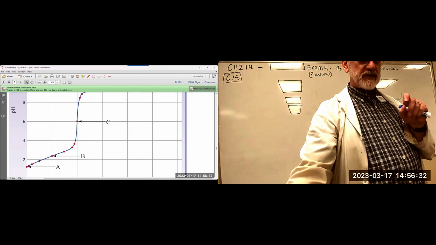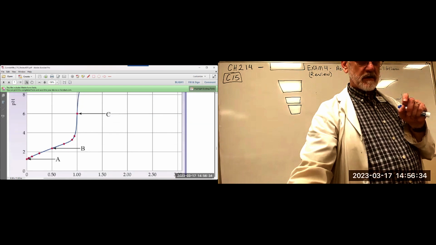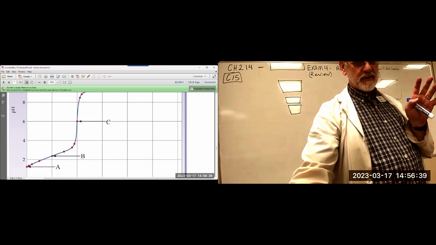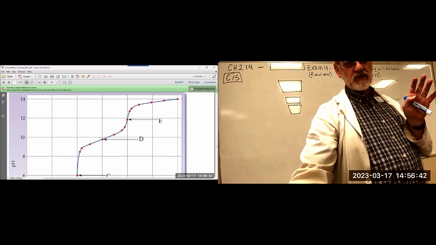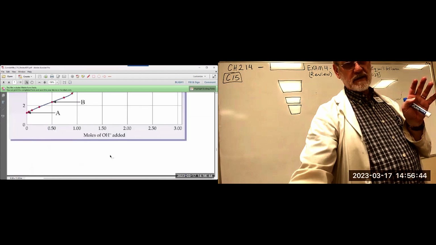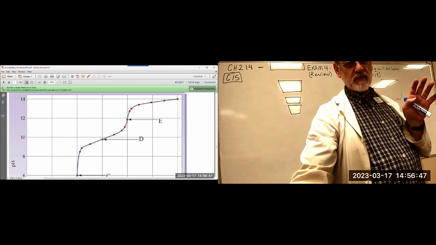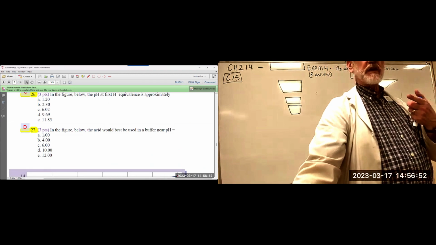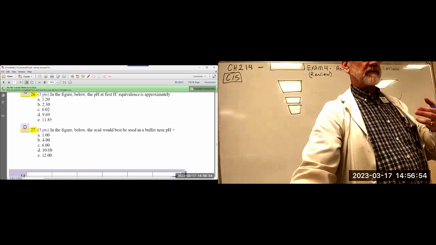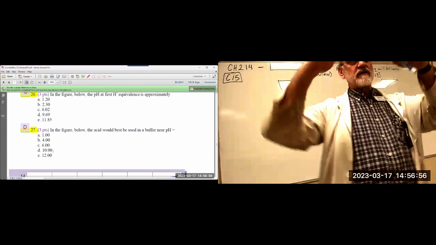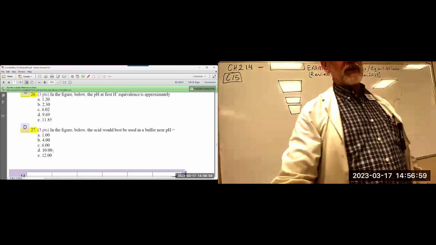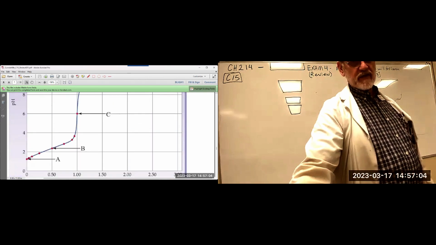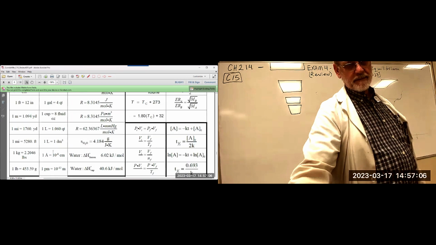And then the best buffer range is right in here. The first buffer range would be in the neighborhood of 2.5, but that's not a choice. The next buffer range would be in the range of 10, excuse me, wrong direction here. Right. So there's no 2.5 selection there. So you have to go to the next buffer range, which is 10. And the 10 is in the flattened part of the curve. That's the buffer range. That's why I put that one in there for reading the graph. Okay.